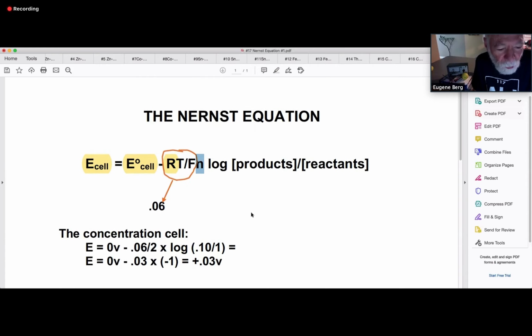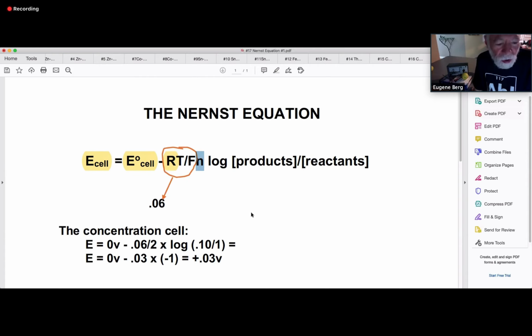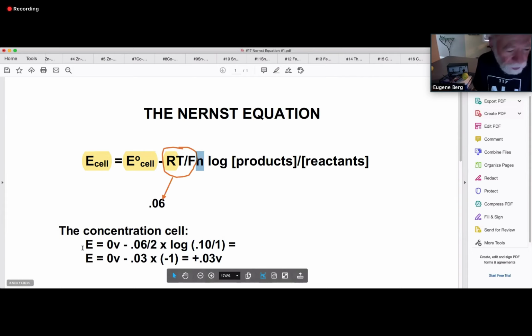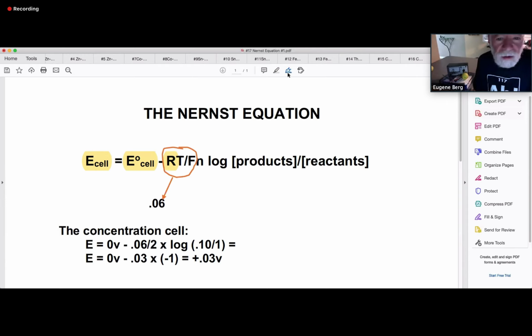Okay, so now I want to apply the Nernst equation to our concentration cell. So the voltage of our concentration cell is equal to, first of all, the E0 is 0 volts. For a concentration cell, E0 is always 0. Why is that? Because E0 means you make the concentrations 1 molar. If they're both 1 molar, no voltage.